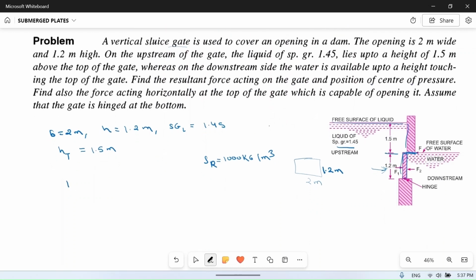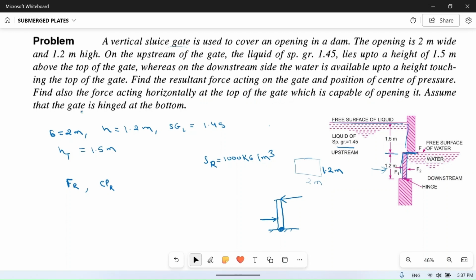So we have to find F resultant and the center of pressure. Okay, find also the force acting horizontally on the top of the gate. Suppose this is a gate and the resultant force is acting here, and this is a hinge around this point. Then we have to find the force acting here, because this resultant force is trying to close the gate, so this is the force required to open it, acting horizontally at the top of the gate.